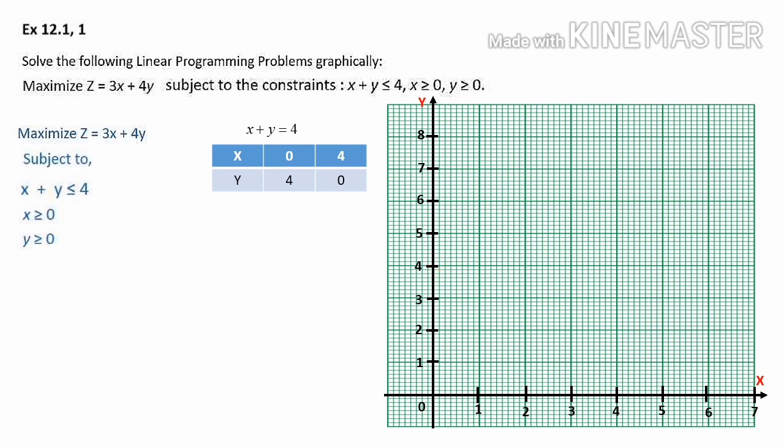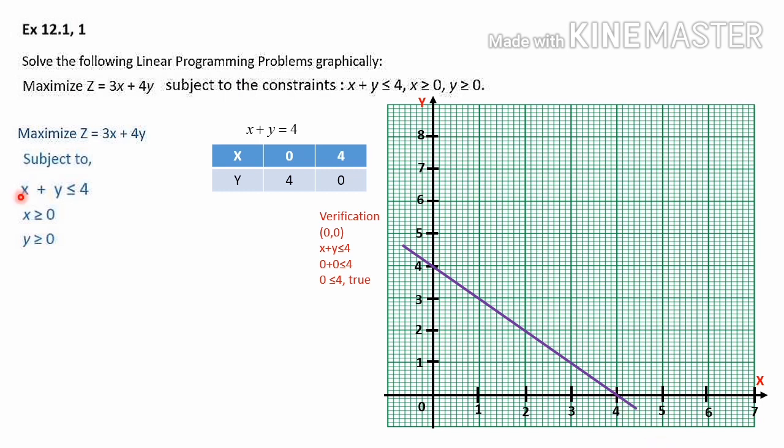Then next is (4, 0). (4, 0) is here. So these two points we have to join by using a straight line. So we have drawn this one. So this is x plus y is equal to 4. This is an equation line. This line represents an equation.